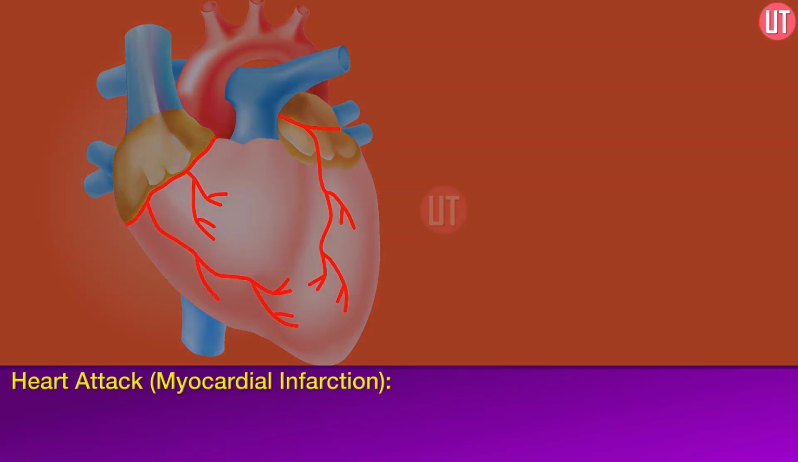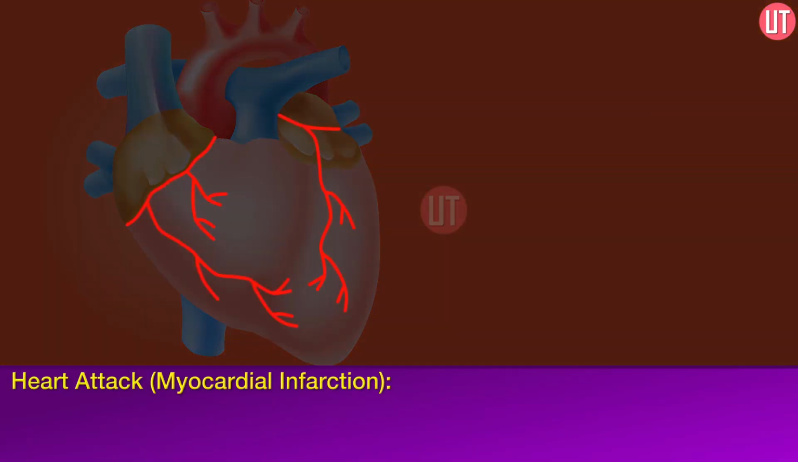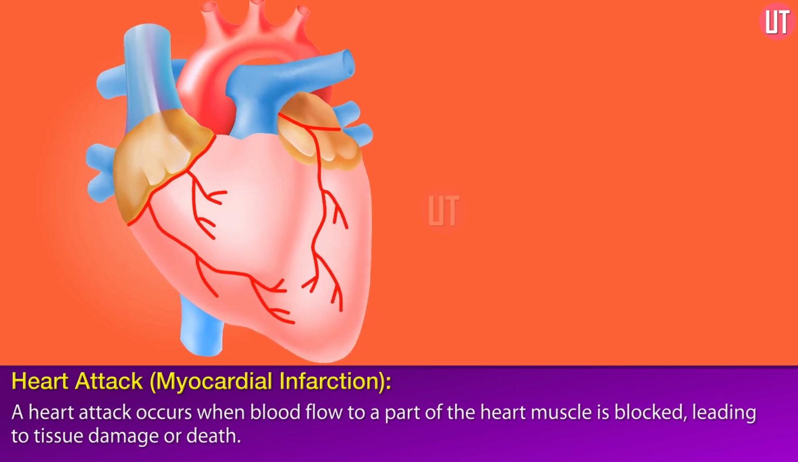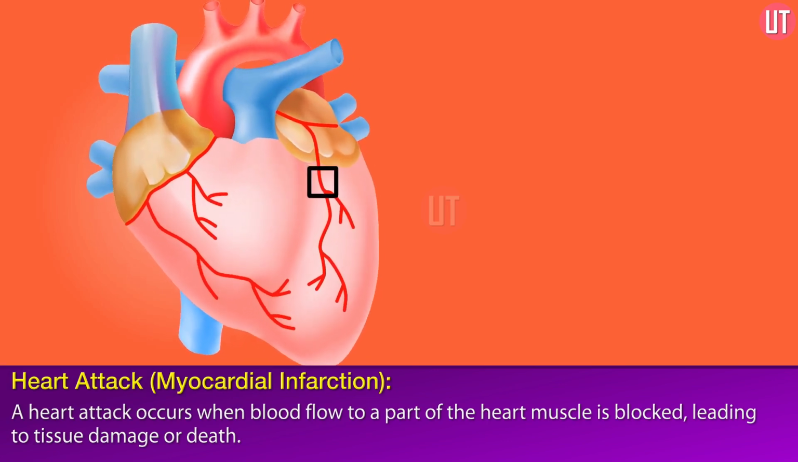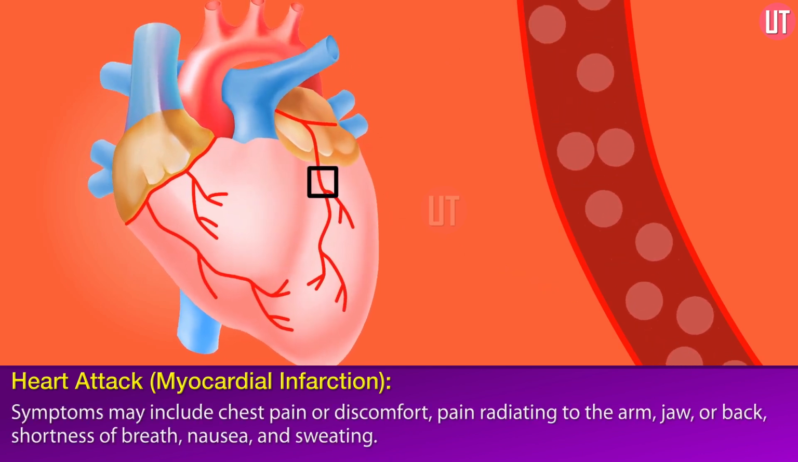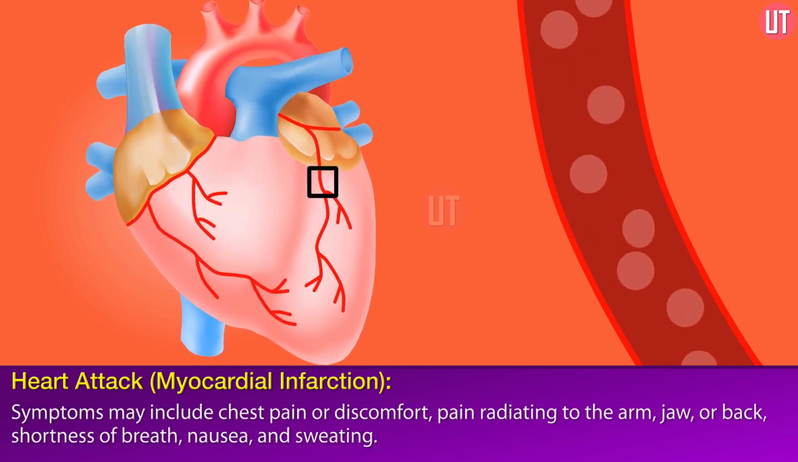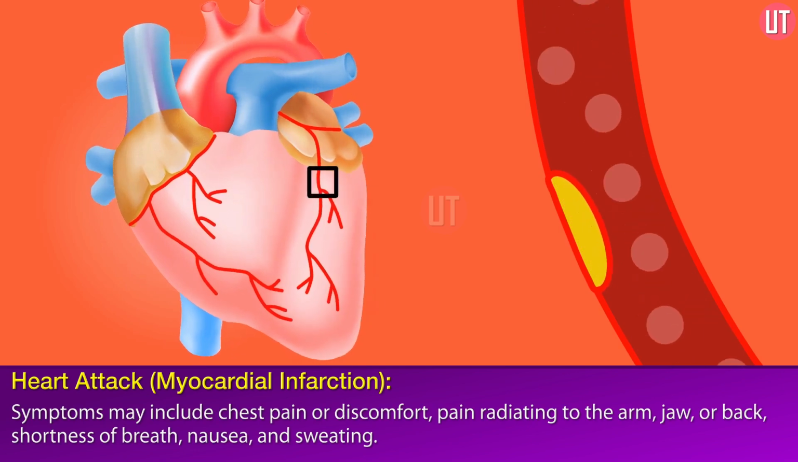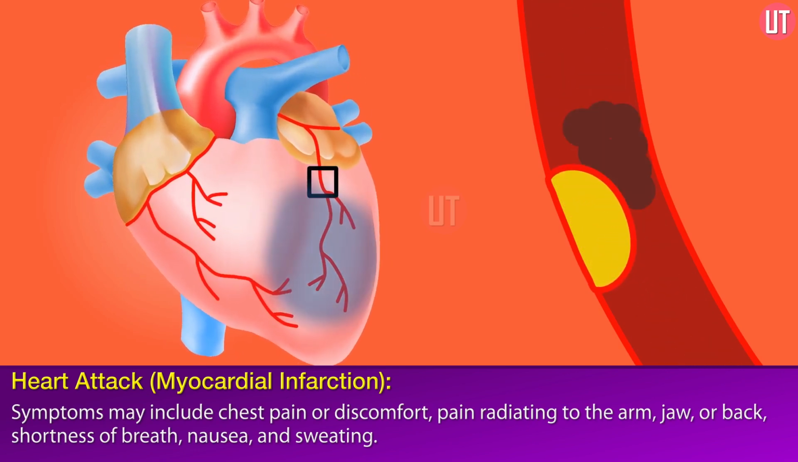Heart attack, myocardial infarction. A heart attack occurs when blood flow to a part of the heart muscle is blocked, leading to tissue damage or death. Symptoms may include chest pain or discomfort, pain radiating to the arm, jaw, or back, shortness of breath, nausea, and sweating.